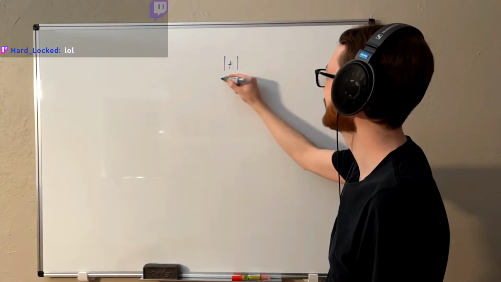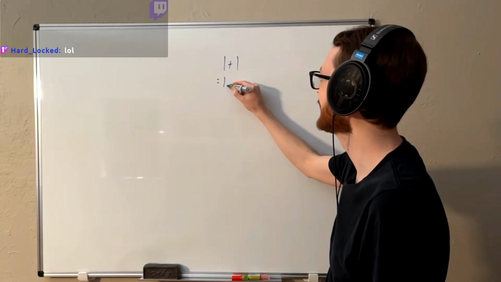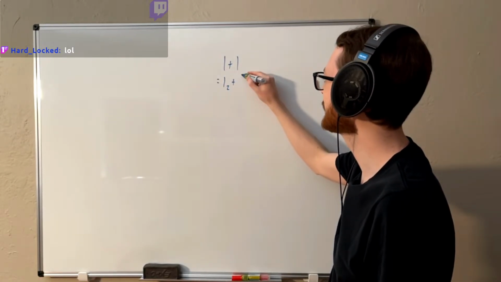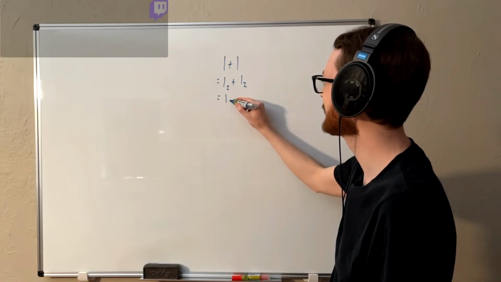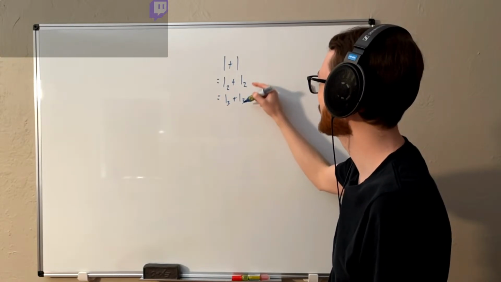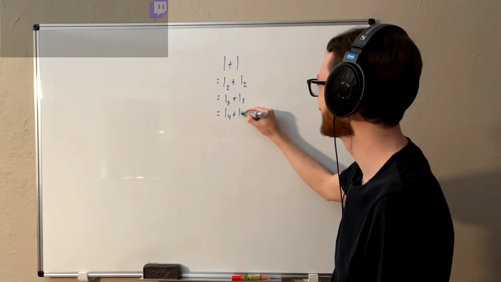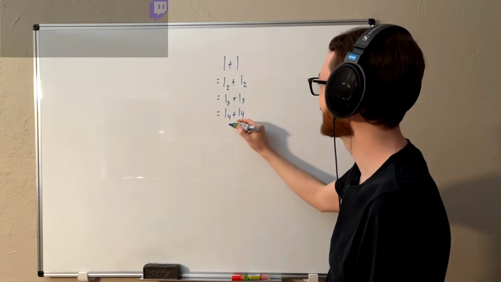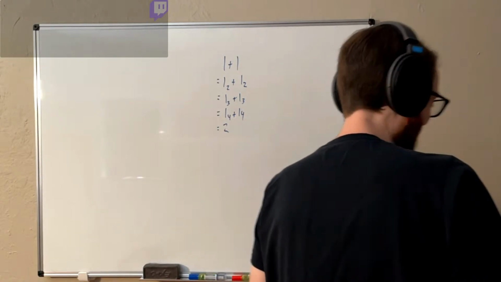1 + 1. Well, we know that 1 is equal to 1 in base 2, and we also know that 1 in base 2 is equal to 1 in base 3, and we also know that 1 in base 3 is equal to 1 in base 4. What is this, 1, 2, 3, 4, 5? And we also know it's equal to 2. There's your 5 steps.